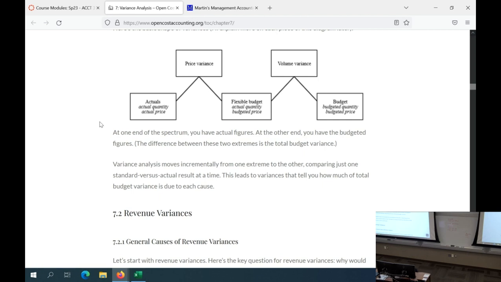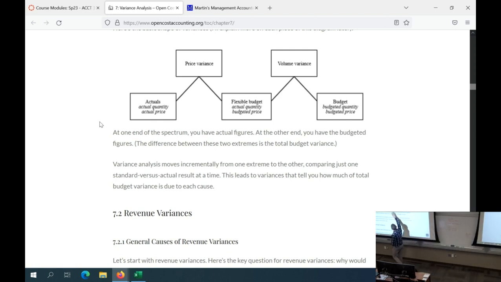And then one by one, I'm going to relax the budgeted to an actual. So here I've just changed the quantity. Budgeted quantity times budgeted price gives me the budgeted amount over here on the far right. And the flexible budget is our actual quantity times budgeted price in the middle. So the only lever I've flipped is quantity. So this volume variance has to be due to quantity. The variance between our actual quantity and our expected quantity.